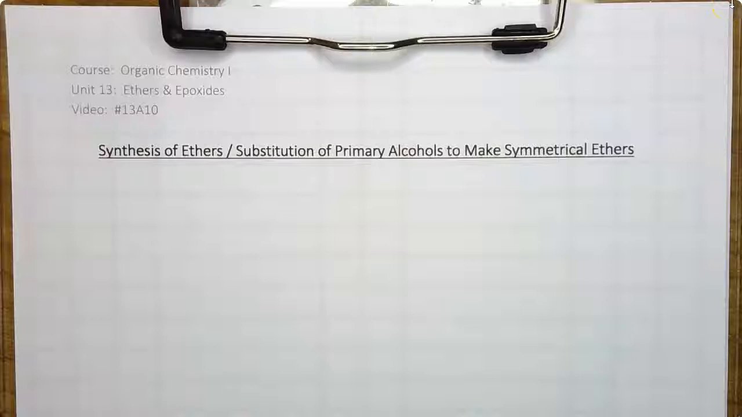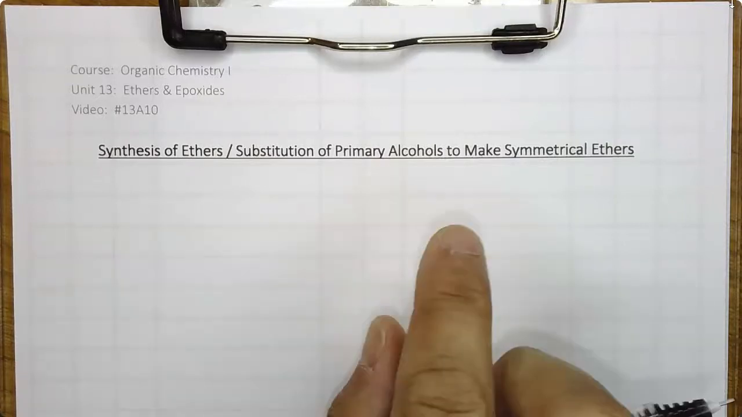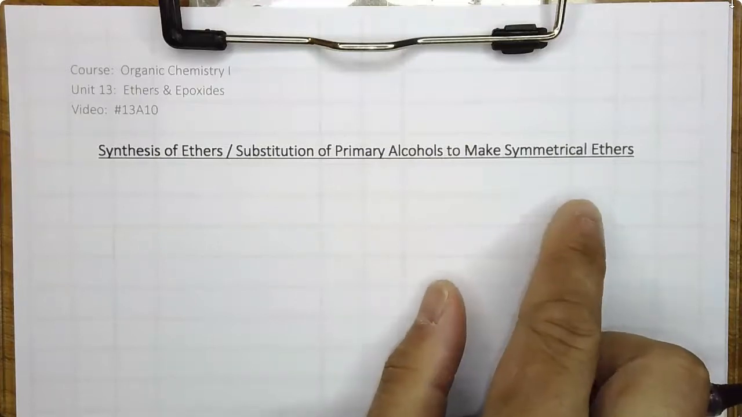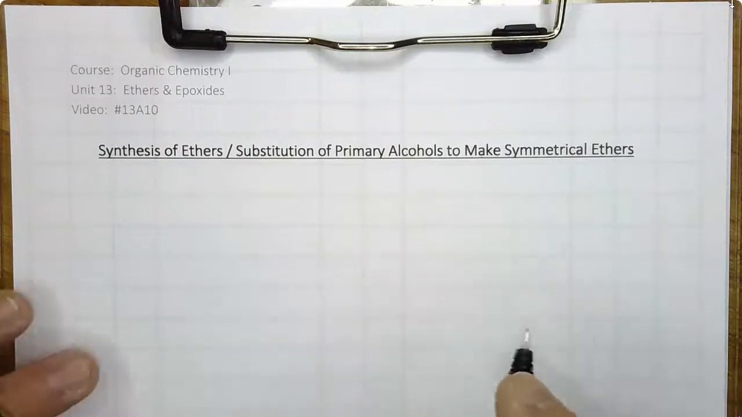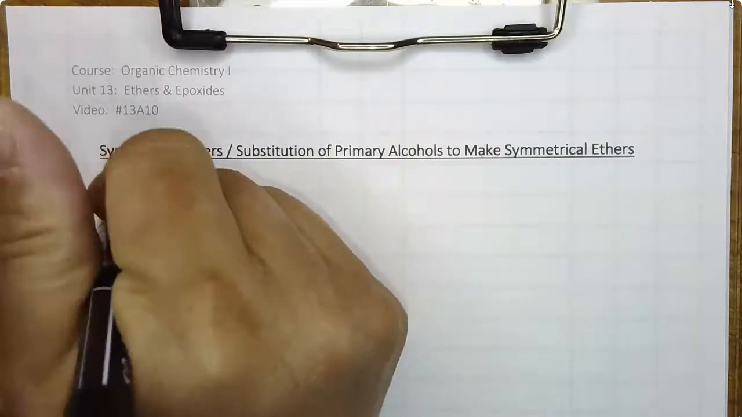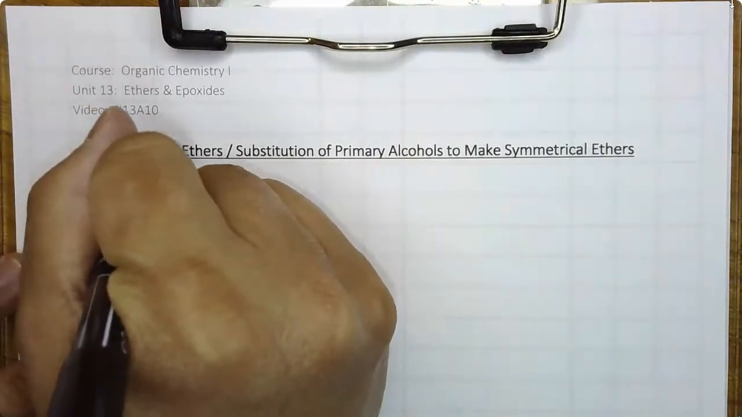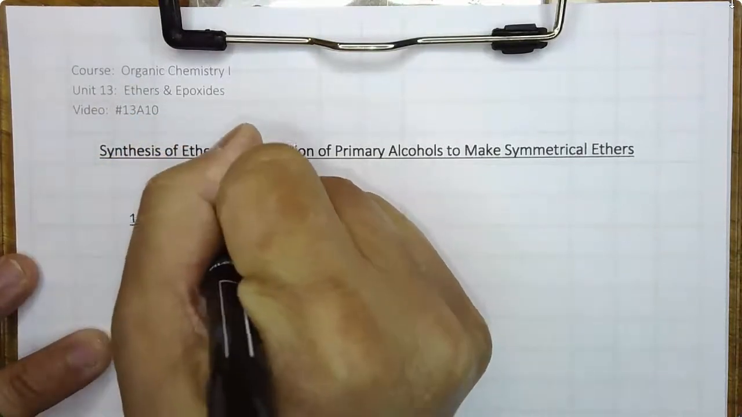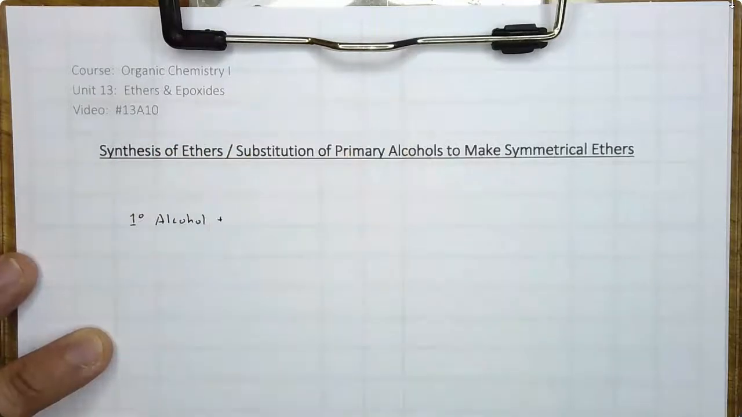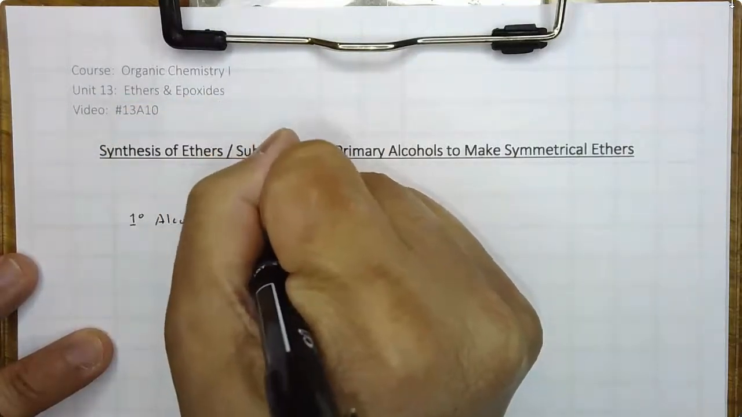Hi everyone. In this video I want to go over the first reaction in ethers and epoxides. Here we are going to make an ether, specifically a symmetrical ether, using primary alcohols. What we need are primary alcohols, plus H2SO4, strong acid.